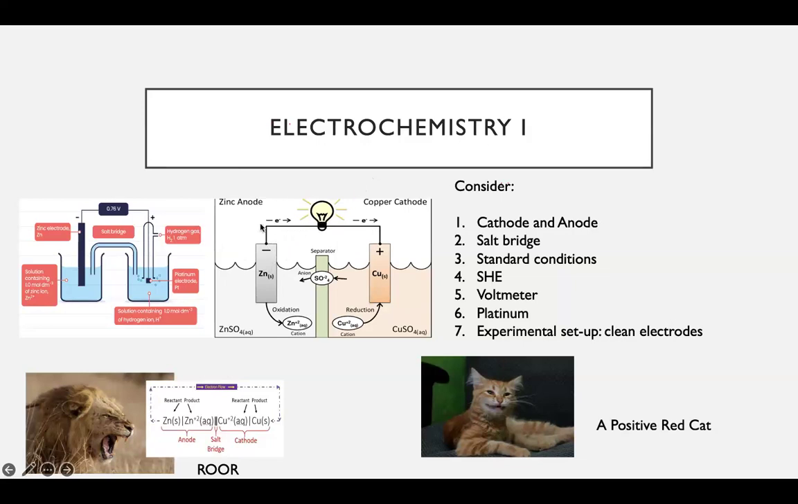Disadvantage of this, and the reason you might want to put a voltmeter in there if you're doing this in a lab, is that eventually the whole of my zinc electrode is going to turn into zinc ions. So eventually you won't have an electrode left here. It just degrades into ions. And at that point, the battery is dead. No more electrons can flow around the circuit. How do we remedy that?